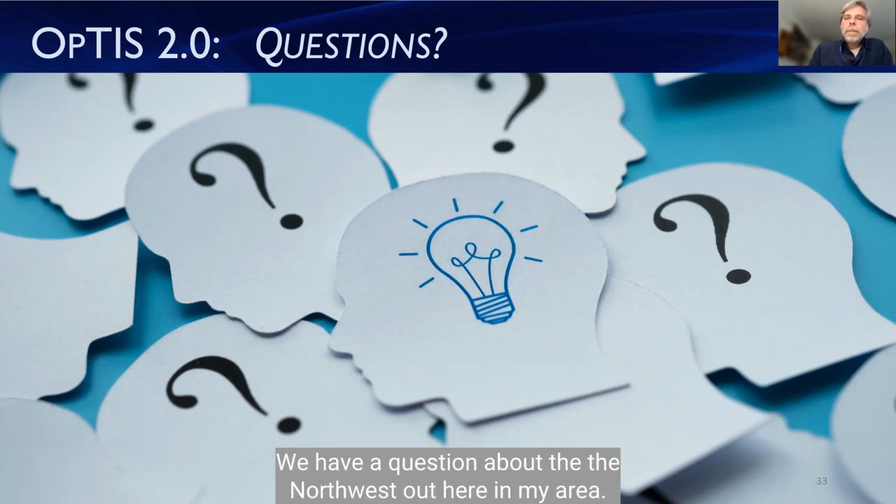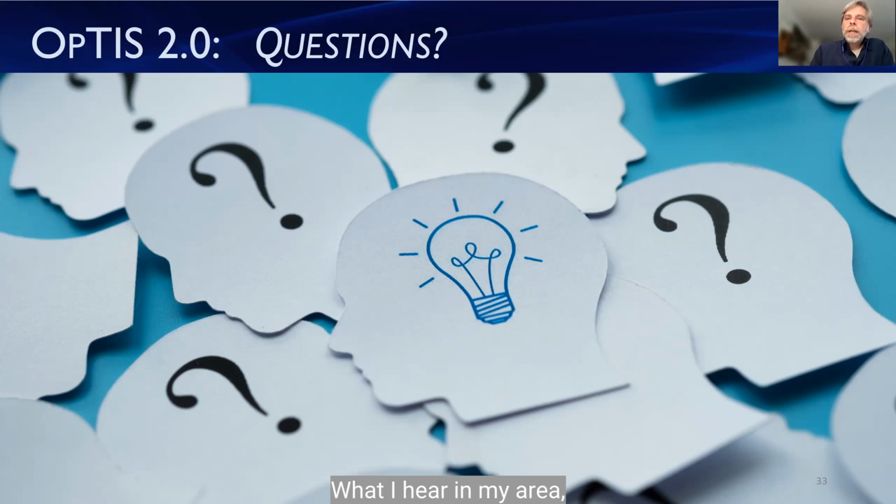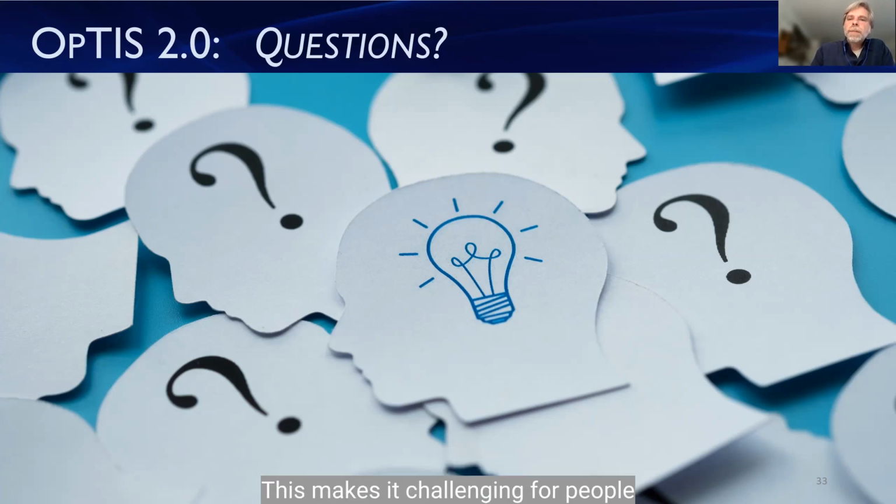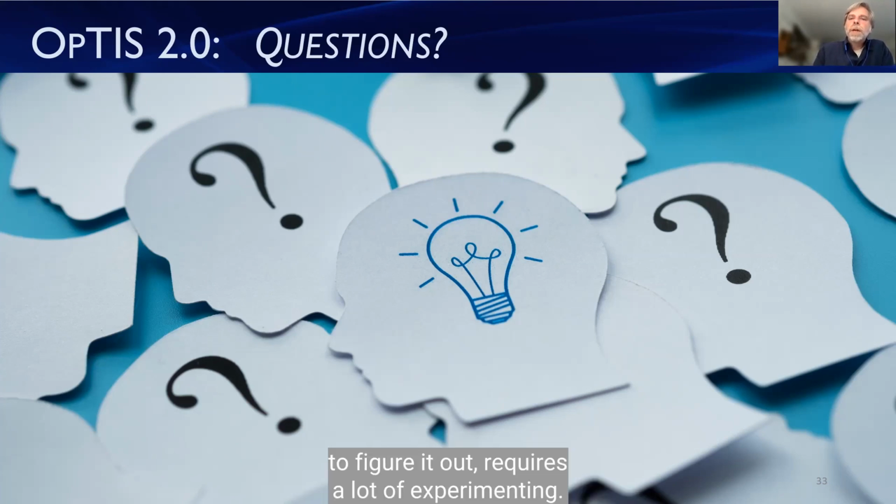We have a question about the Northwest out here in my area. Are the barriers to cover crops more economic or technical? What I hear in my area, Pacific Northwest, is that we have so many crops and it's really complex. This makes it challenging for people to figure it out. It requires a lot of experimenting. Does cover crop culture likely help with this knowledge?